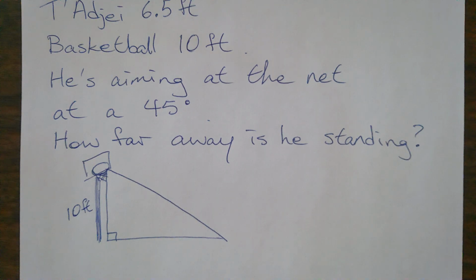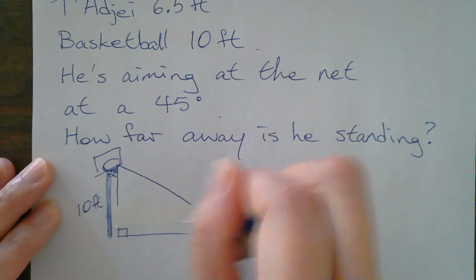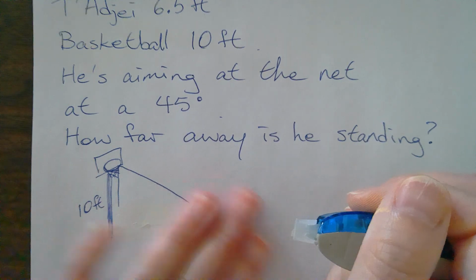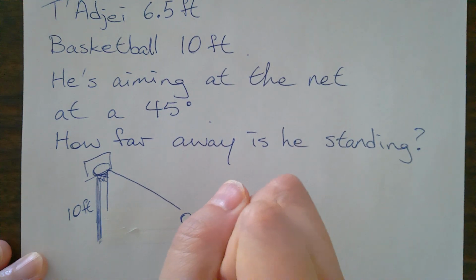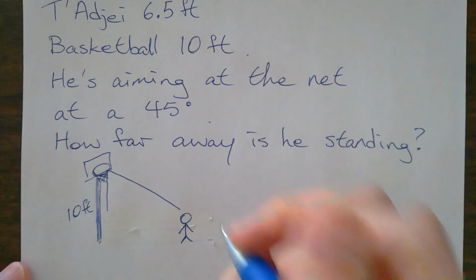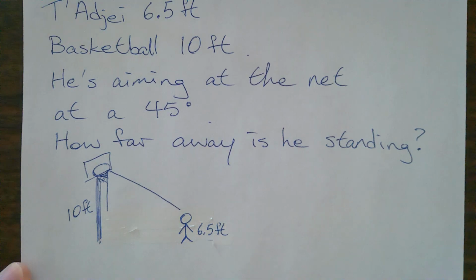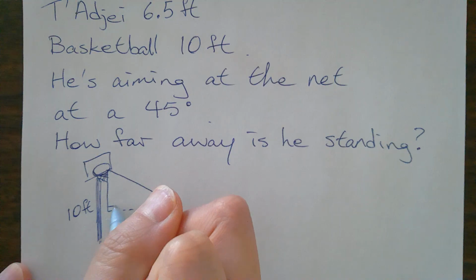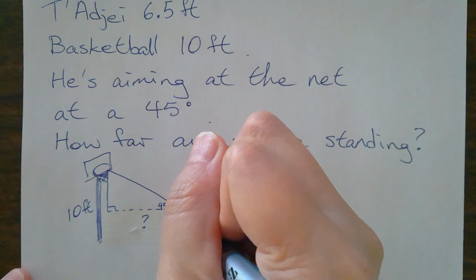Oh, I have to fix my thing. Wait, let me fix this up a little. Okay, this is Tosh right here. How tall is he? 6.5. Okay, and I want to figure out how far away he is. He's looking at a 45-degree angle right here.